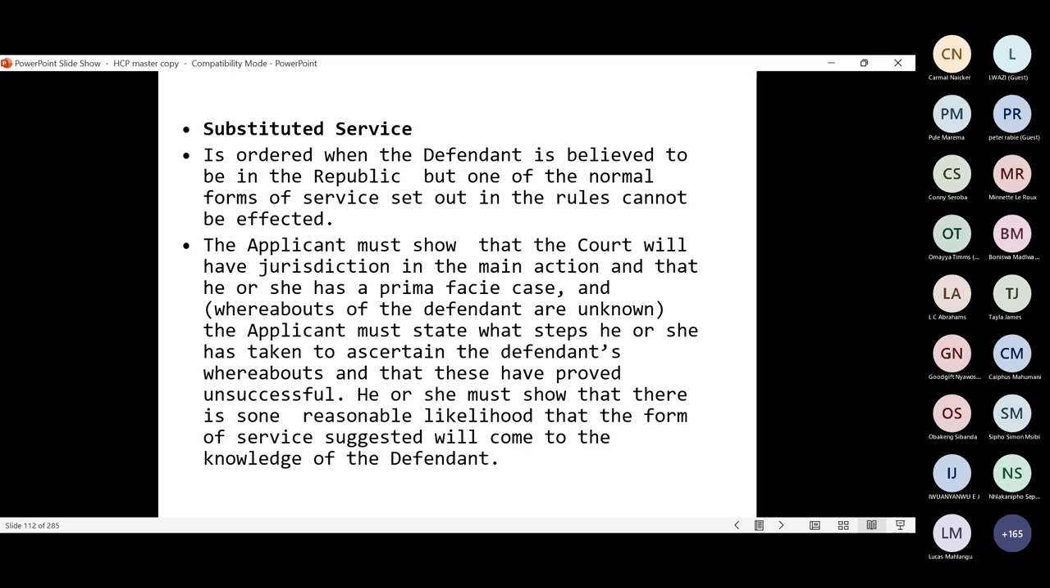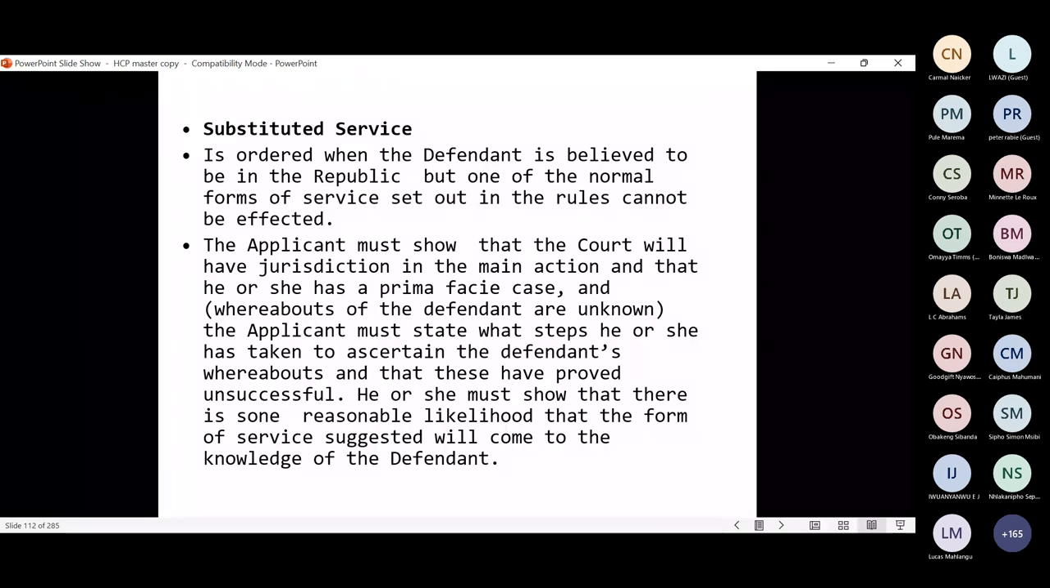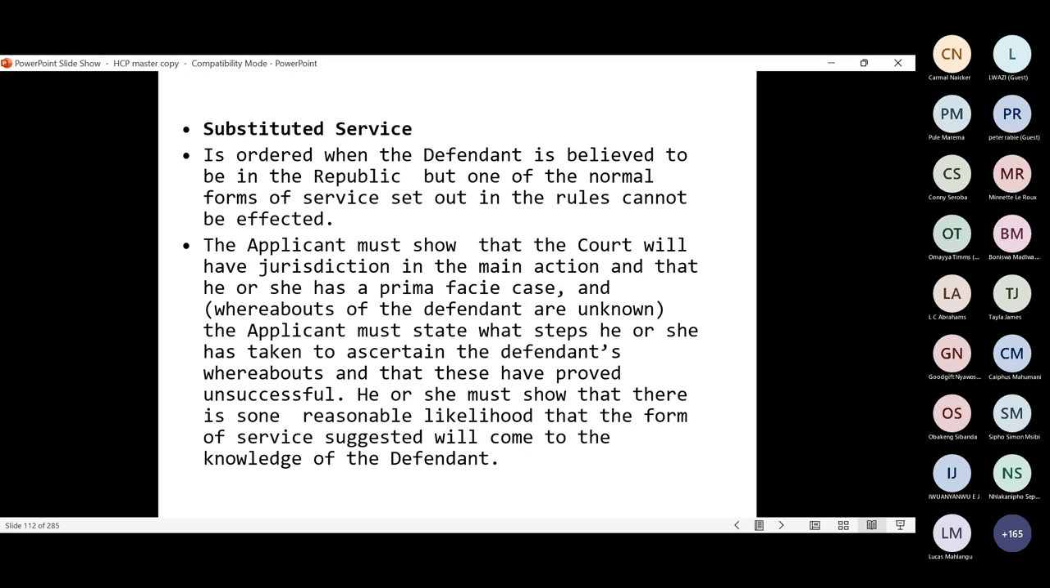that is attached to the notice of motion, you must show the court that it has jurisdiction in the matter and also show the court that you have a prima facie case and that the whereabouts of the defendant are unknown. But you must also state what steps you have taken to ascertain where the defendant is. So you can say you've looked all over, you've spoken to family members, you've appointed tracing agents and to no avail. This person is just missing and you can't find him.